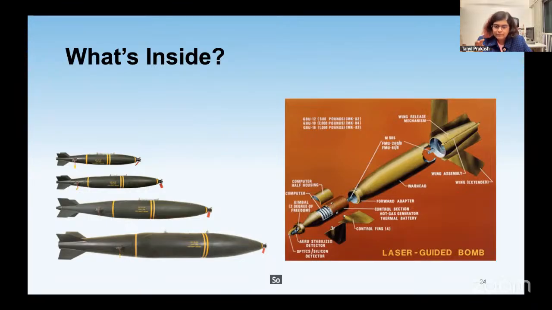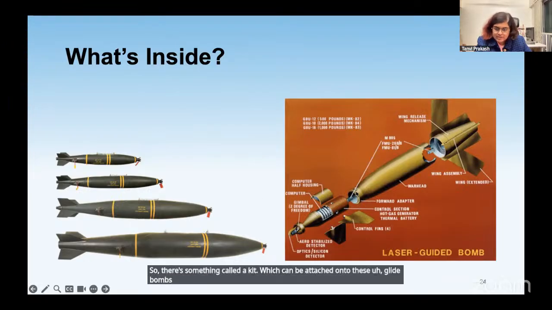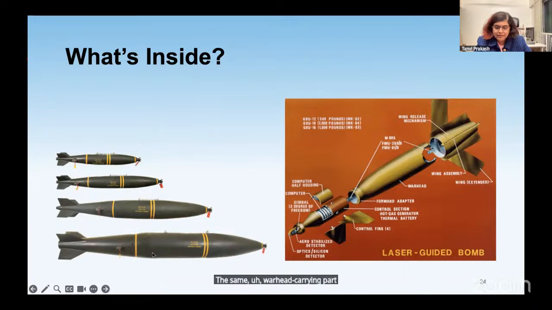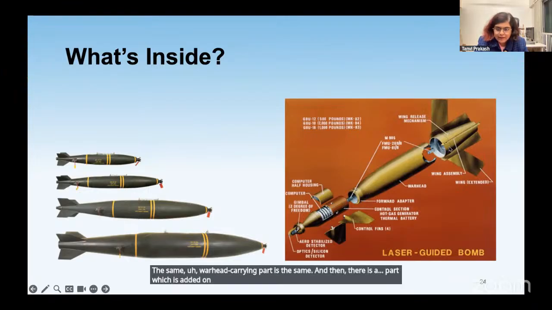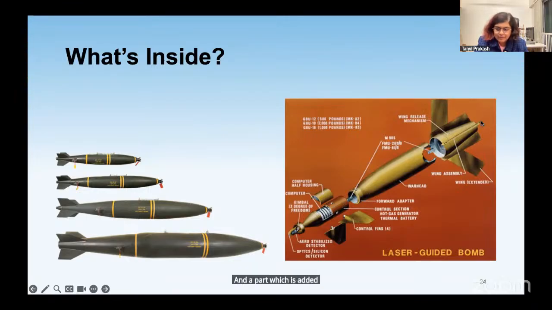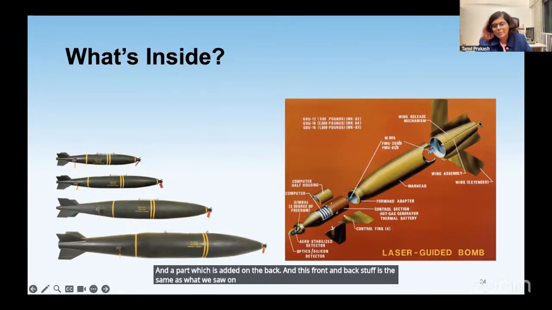So there's something called a kit, which can be attached onto these glide bombs. You can see this thing is the shell of the glide bomb itself. This is the same thing. The same warhead carrying part is the same. And then there is a part which is added on the front and a part which is added on the back. And this front and back stuff is the same as what we saw on the smaller category.